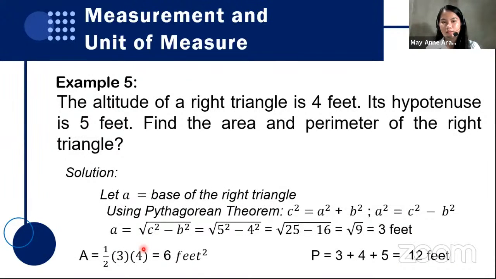So we have 3 times 4, where 4 is the height, or the altitude, the other term for the height. So you have 3 times 4 is 12. 12 divided by 2 is 6 square feet. And now for the perimeter, just add all the lengths of the sides of the right triangle. So you have 3 plus 4 plus 5. You have 12 feet. And that is the perimeter and the area of the triangle.